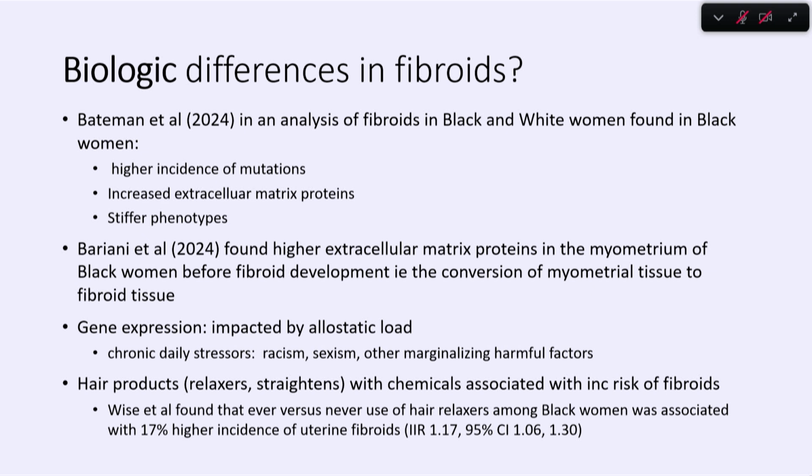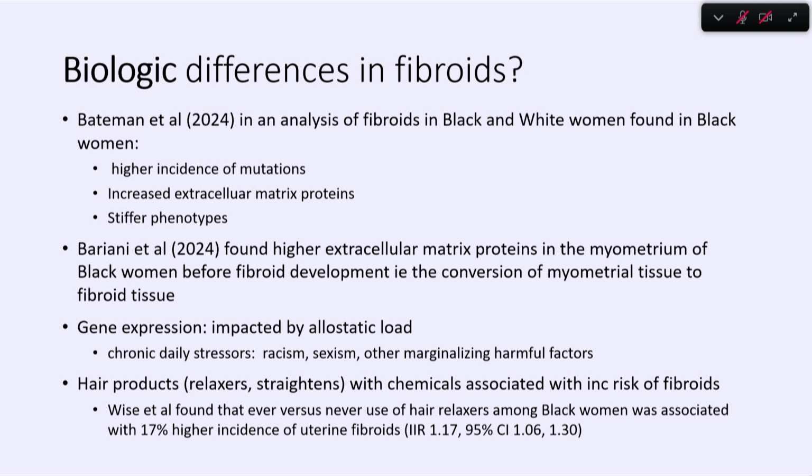Are there biological differences in fibroids? And we do have evidence from 2024, Bateman et al. did an analysis of microscopic histologic analysis and found that fibroids in Black women compared to white women had a higher incidence of mutations, had increased extracellular matrix proteins, and stiffer phenotypes, that the fibroids themselves were actually firmer.